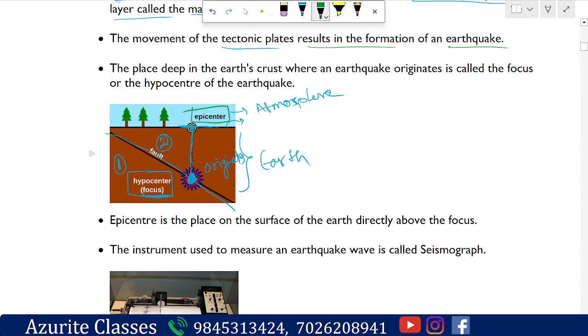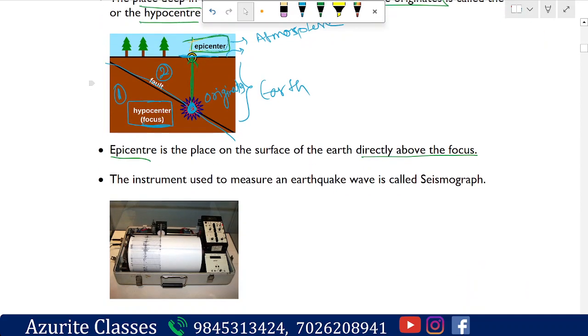So here, the place deep in the earth's crust where the earthquake originates, where it happens, is like a blast point. This blast point is the focus, or hypocenter, of the earthquake. The epicenter is the place on the surface of the earth directly above the focus. If you take this point on the surface of the earth, we say it as epicenter. Understand? So that is epicenter, remember.